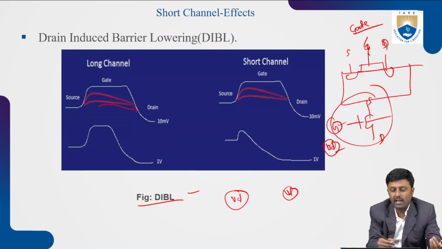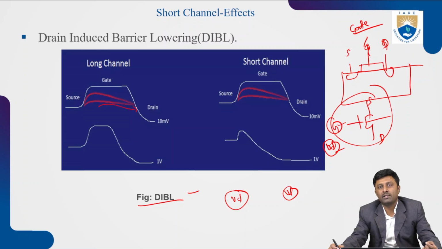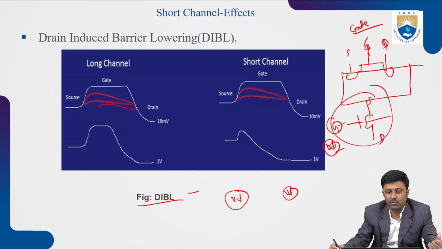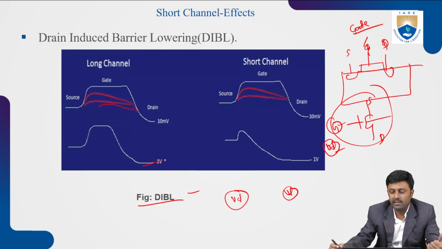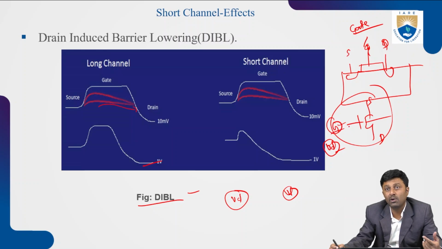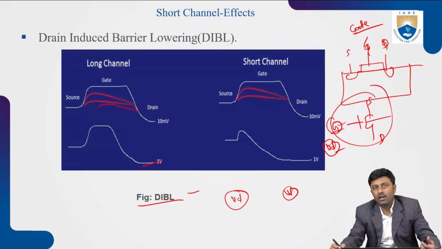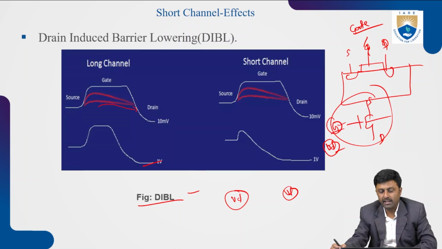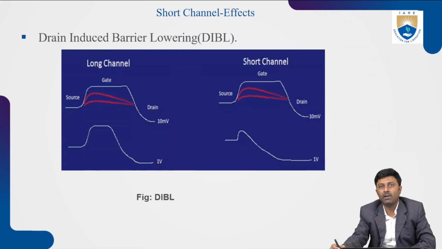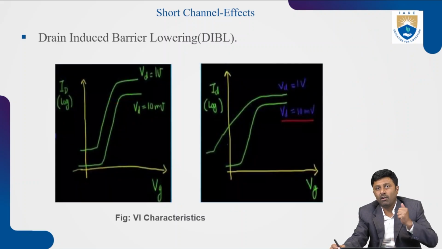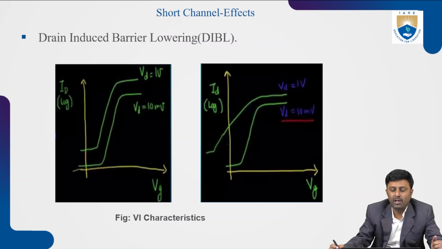So because of which, what will happen? The electrons or the holes will start traveling from source to the drain. With this, the gate loses the control over the working of the complete transistor. So this effect we call drain induced barrier lowering.